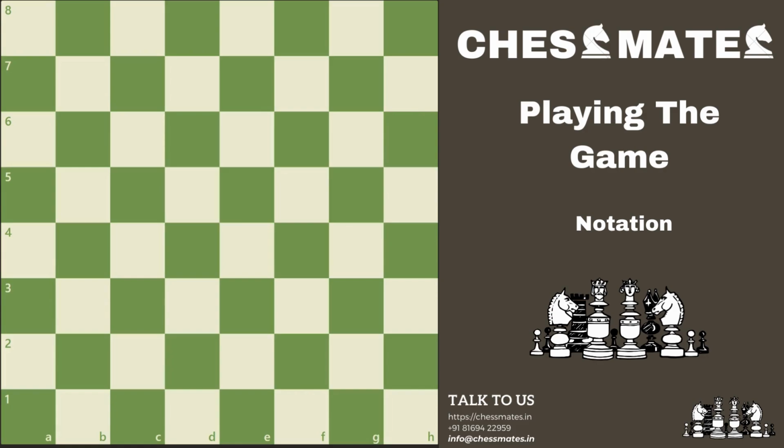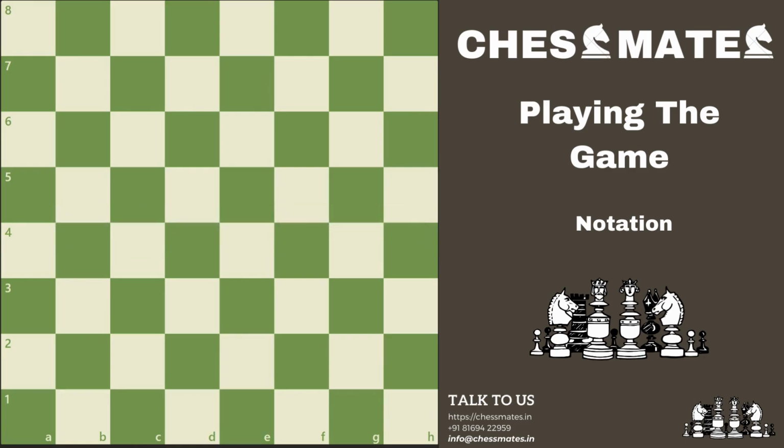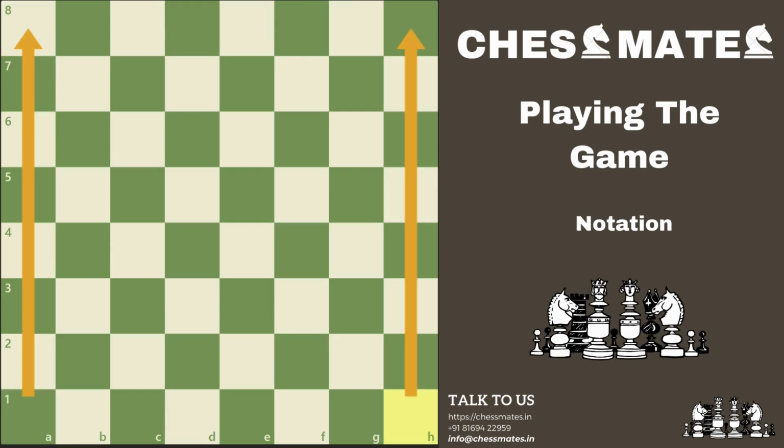In order to get better at chess, you will need to learn notation, which is often referred to as the language of chess. Every square on the chessboard has a name, which is actually just its coordinates. As we mentioned before, each column is called a file, and each row is called a rank. Every file in chess is given a letter, starting with the letter A on the left side of the board and going all the way to the letter H on the right.